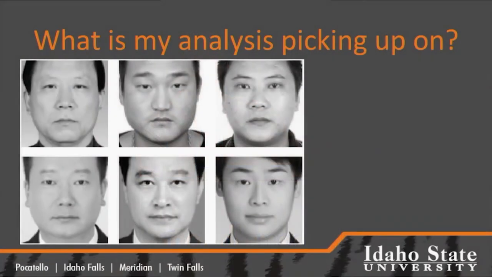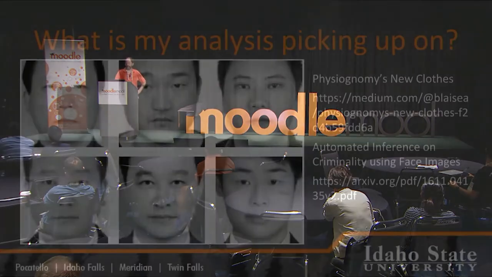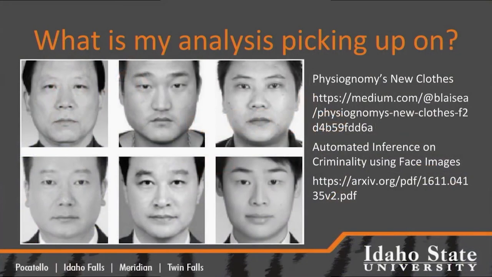What is my analysis picking up on? This is audience participation. Can you see a difference between these two rows here? Anyone? So this was submitted to arXiv, an open source place to submit papers. And the argument is the top row are criminals, and they were wanted for mugshots, and these weren't mugshots, these were driver's license photos, but they used these photos and published them on wanted posters. And then these are innocent people below.